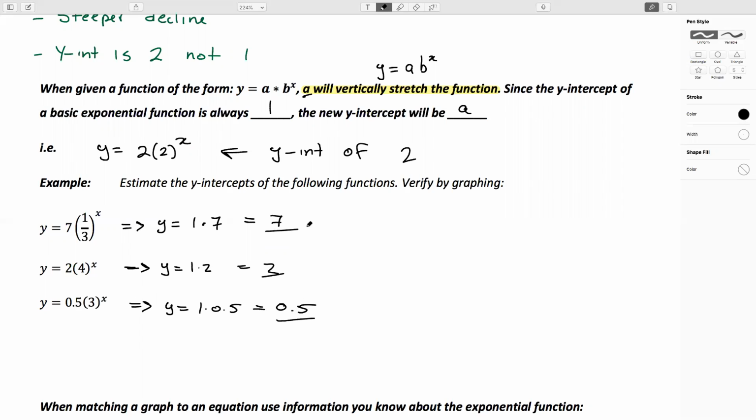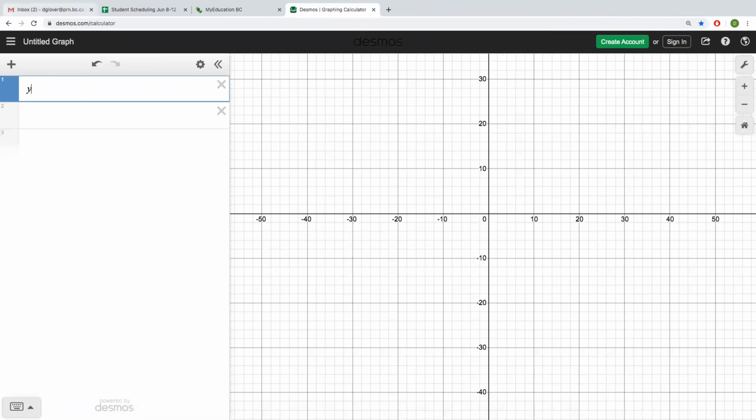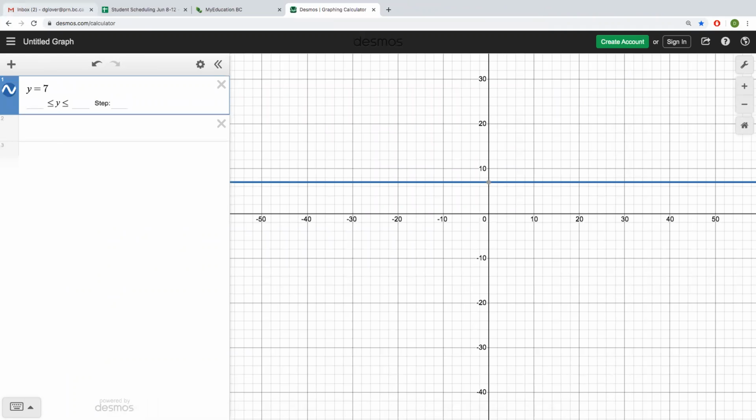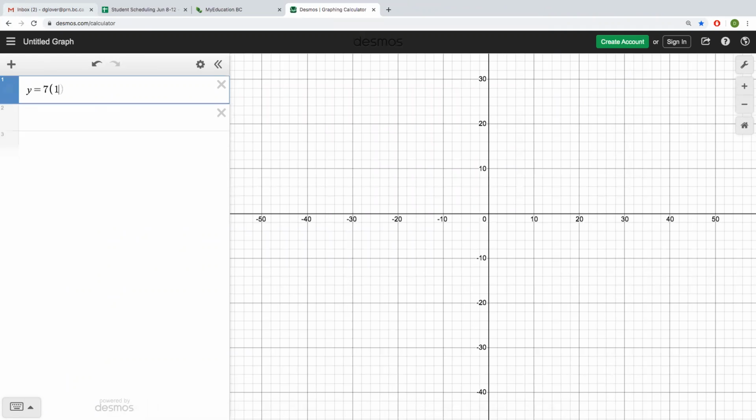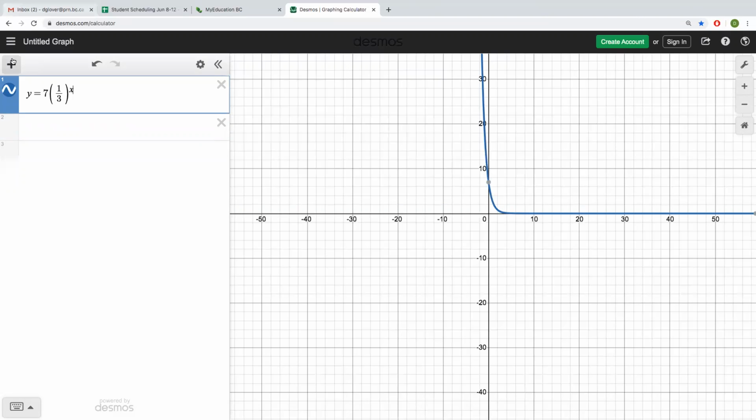And so we can verify these by graphing. Let's go to Desmos, let's graph them. We'll just make sure. So the first function was y equals 7 times 1/3 to the power x. And it has a y-intercept of 7. So we're good.